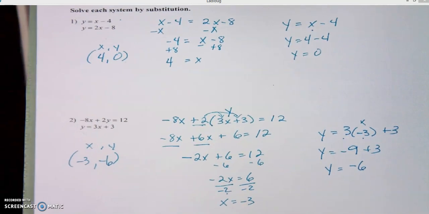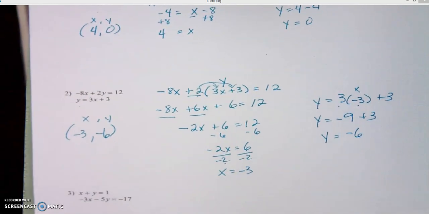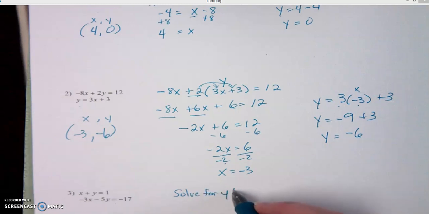Number 3. I have two equations, and they both have x and y. So we're still going to do substitution, but what we need to do is solve for one of my variables in one of these equations. Both of these have a coefficient of 1, so we can solve for either one of those. So if we want to solve for y, for example, we're going to solve for y.